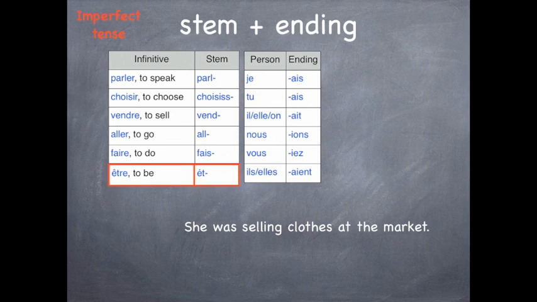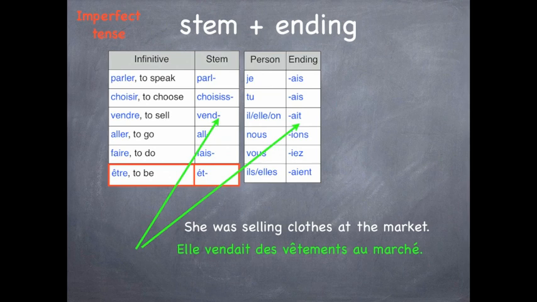She was selling clothes at the market. The stem of vendre is VEND, and the ending for she is AIT. Elle vendait des vêtements au marché.